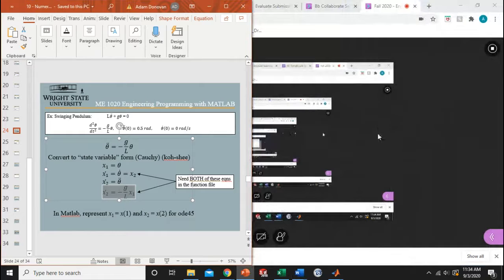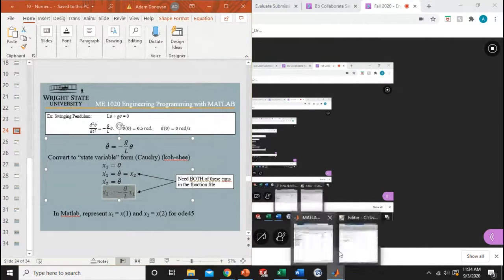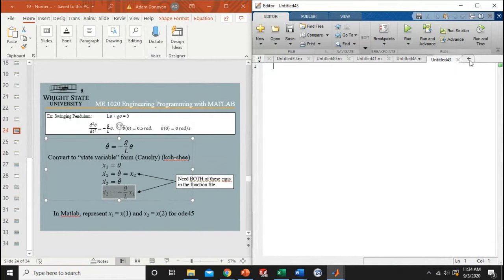And so now let's show you, all right, so that's all well and good. How do I implement this in MATLAB? Because that's what we really care about in this class, right? And so it's going to end up looking like a similar format as when we used ode45 before.